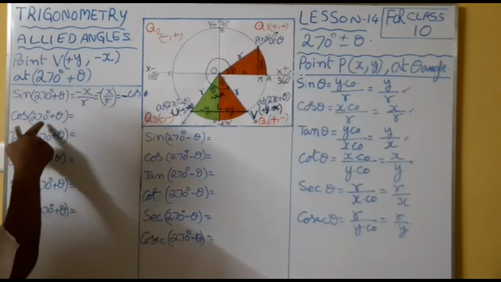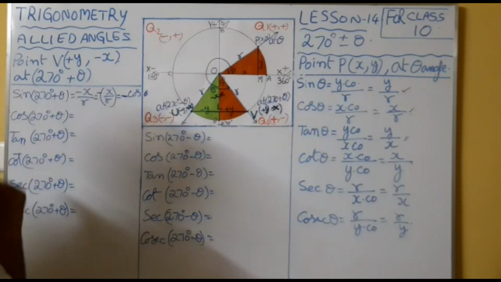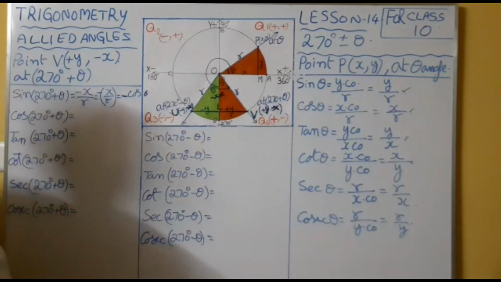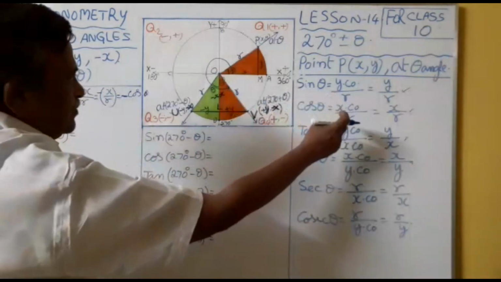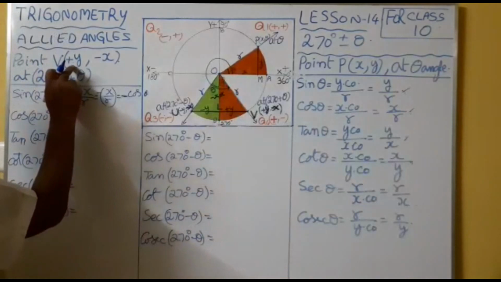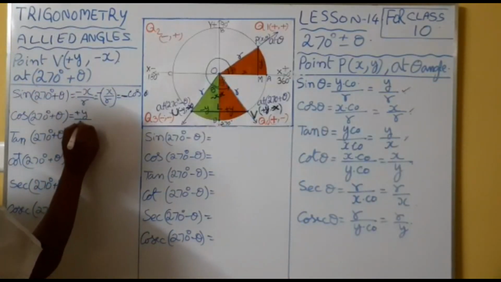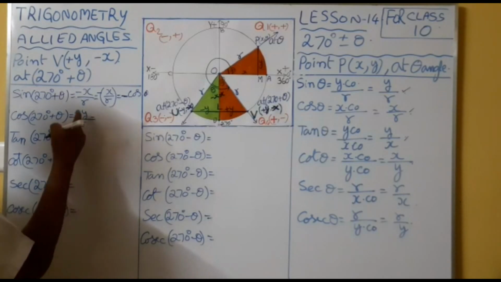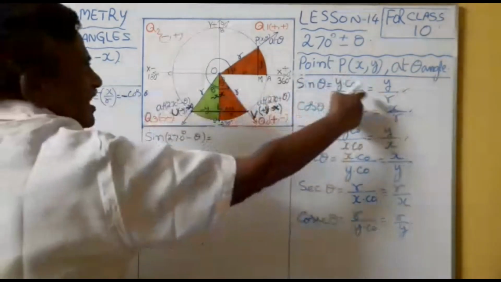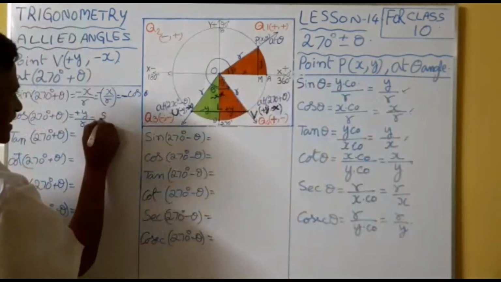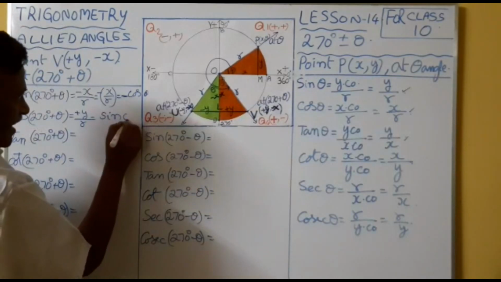Similarly, cos of 270 degrees plus theta. What is the definition? Cos is x coordinate by r. Here the x coordinate is plus y. Therefore, plus y by r. This is equal to, what is y by r? Y by r is sin theta. Therefore, this is sin theta.